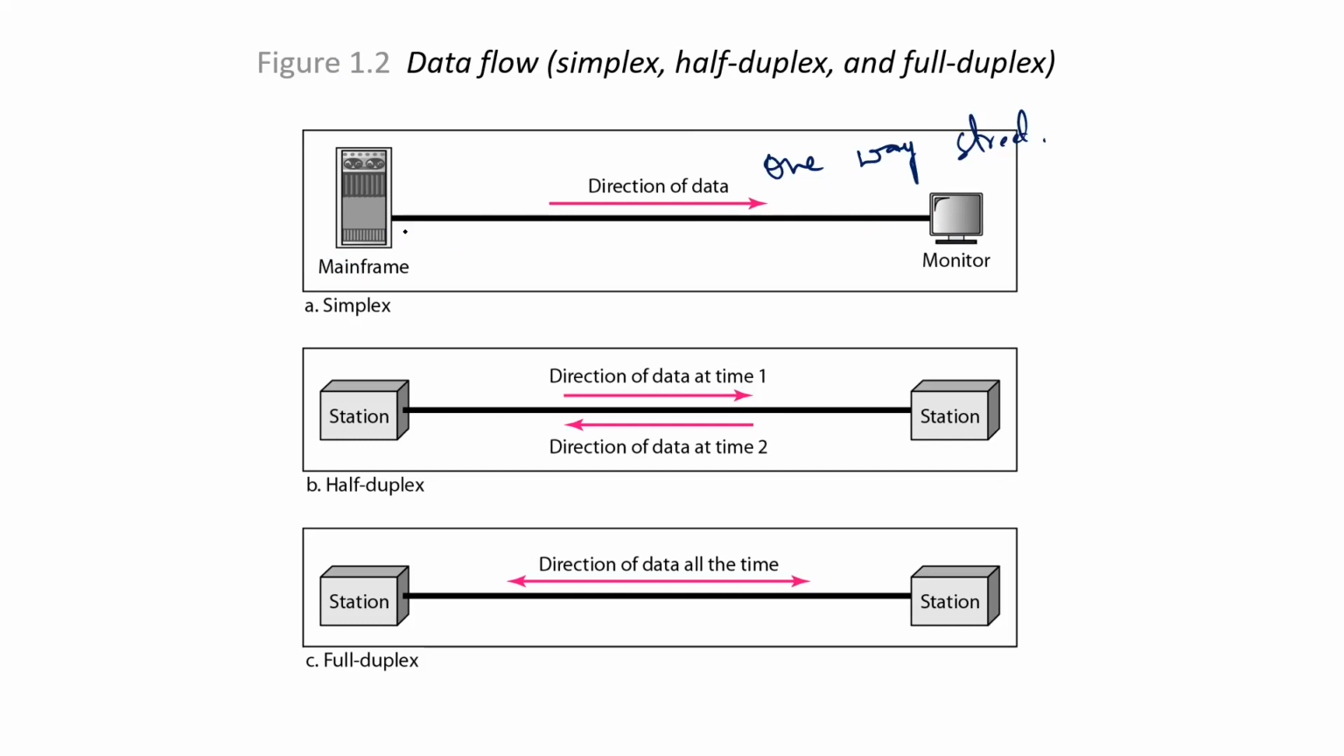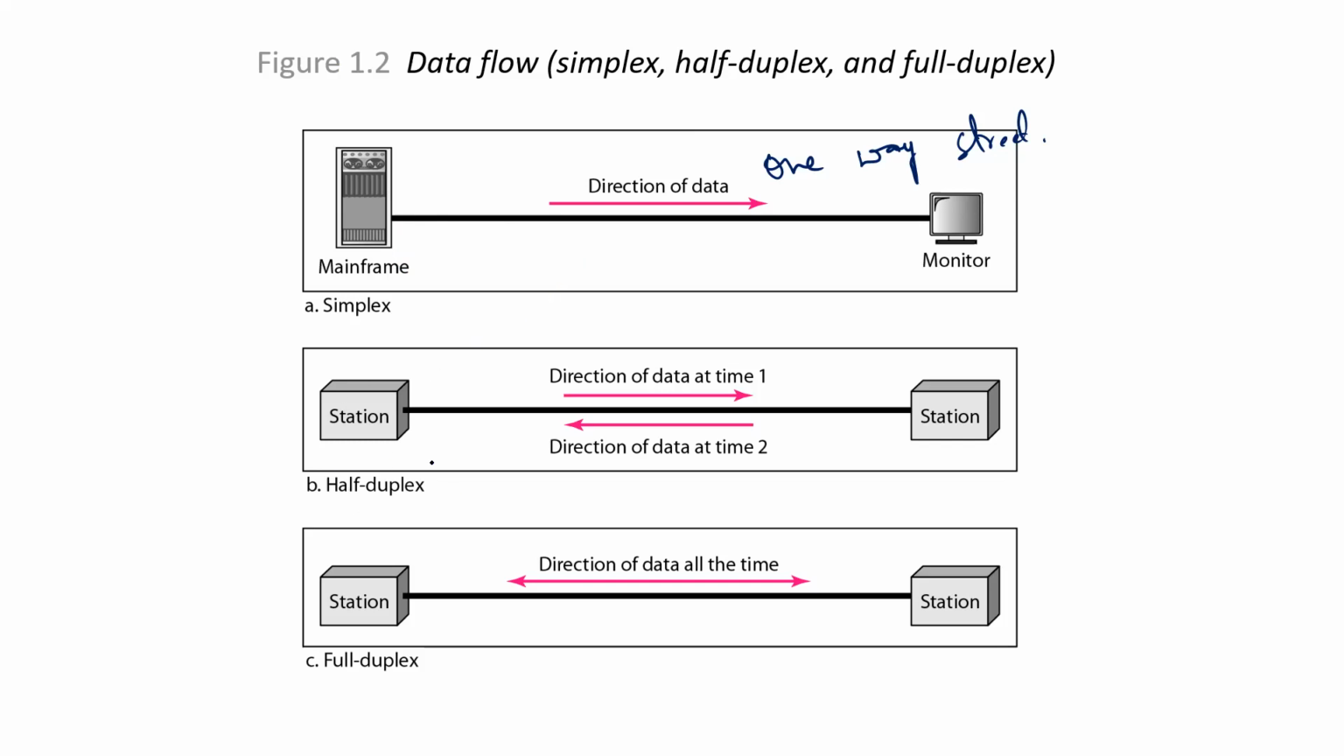So the simple examples are keyboards and your monitors. The keyboard can only give the input and the monitor can only accept output. There is never a case where the monitor is giving input and keyboard is giving the output, right? That kind of direction is the simplex mode, and the simplex mode can use the entire capacity. So if we have a transmission medium, the entire transmission medium can be used to send the data in one direction.